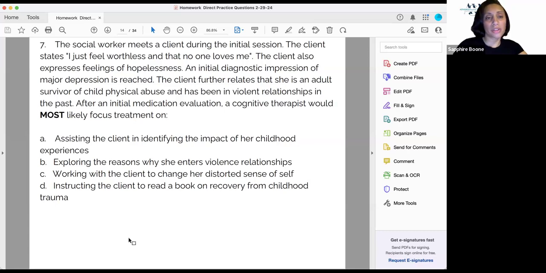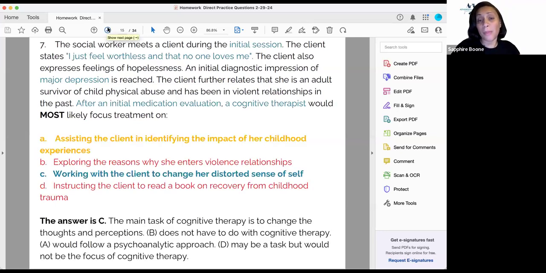because all the other parts talked about the client. And when it asks about what you are doing as the social worker, what your technique is, what your approach is, that's going to be based upon some type of knowledge of whatever approach they're asking about. So because we're a cognitive therapist, then we're going to be focused on sense of self, their self-perception.